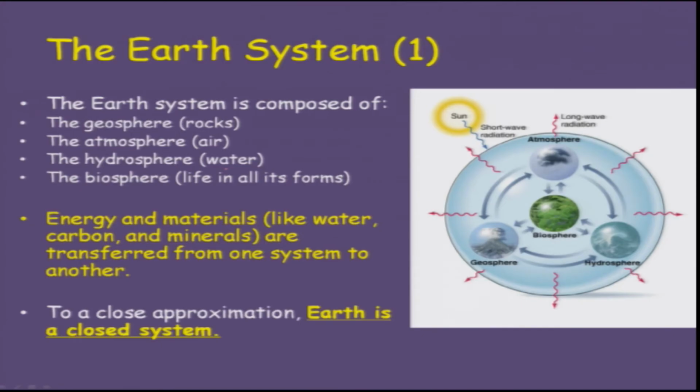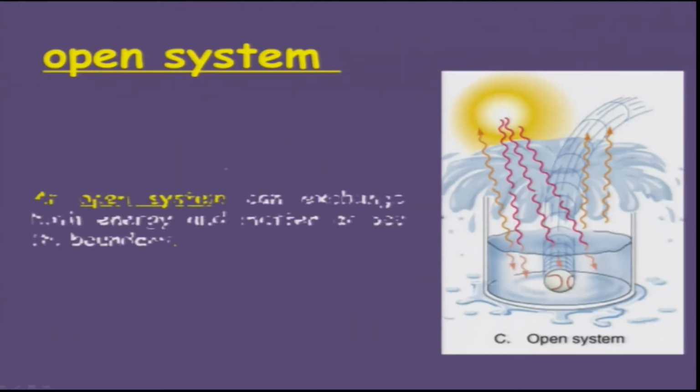So, to a close approximation, Earth is a closed system, but not a completely closed one. Open system, we have already talked about this. It can exchange both energy and matter across the boundary.